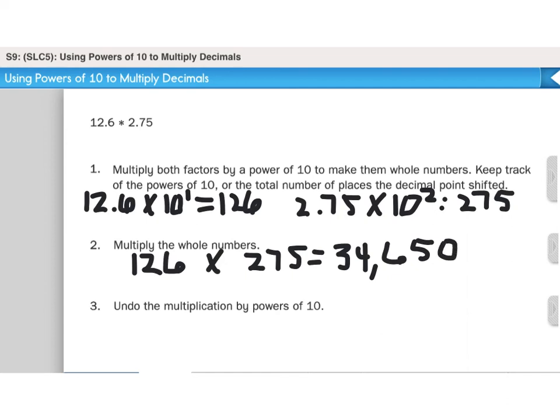Now we have to undo the multiplication by the powers of 10. So first we would divide by 10 to the first, which would shift the decimal point one place to the left. So that means we started here, we're going to go one place to the left. It's now in that spot. Then we're going to divide by 10 to the second power, so it's going to shift it two more places to the left. So 1, 2. So I need to shift the decimal point a total of 3 places to the left, which will give me the answer of 34.650.